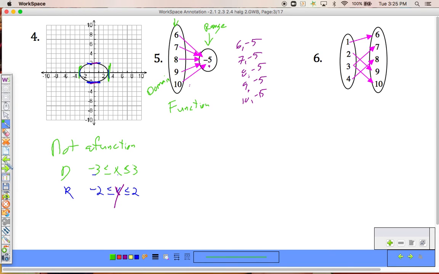All right, and lastly, this one over here, I'm going to say it's not a function because I have the ordered pairs (3, 7) and (3, 10). And the same idea, my domain is the first one, my range is my second one.